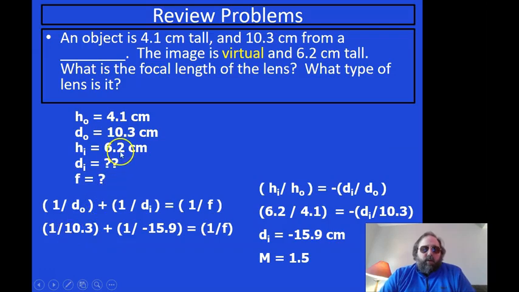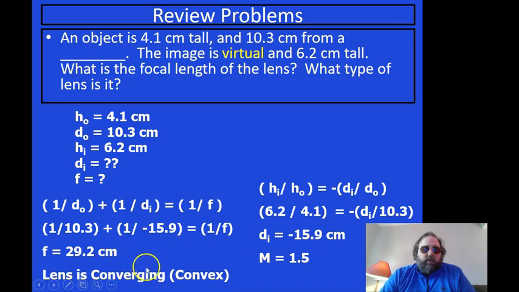1 over 10.3, that's my do. 1 over negative 15.9, that's my di equals 1 over f. F comes out to be 29.2, and it's still converging. So all of these are converging lenses, right? And notice it also says convex. Don't worry about that necessarily.